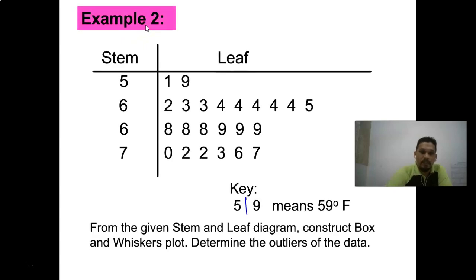Okay, so now from the observation, the number of observations, there are 23 of them. Okay, 51, 59, 62, 63 until 76 and 77. So there are 1, 2, 3, 4, 5, 6, 7, 8, 9, 10, 11, 12, 13, 14, 15, 16, 17, 18, 19, 20, 21, 22, and 23. So the number of observations is 23.